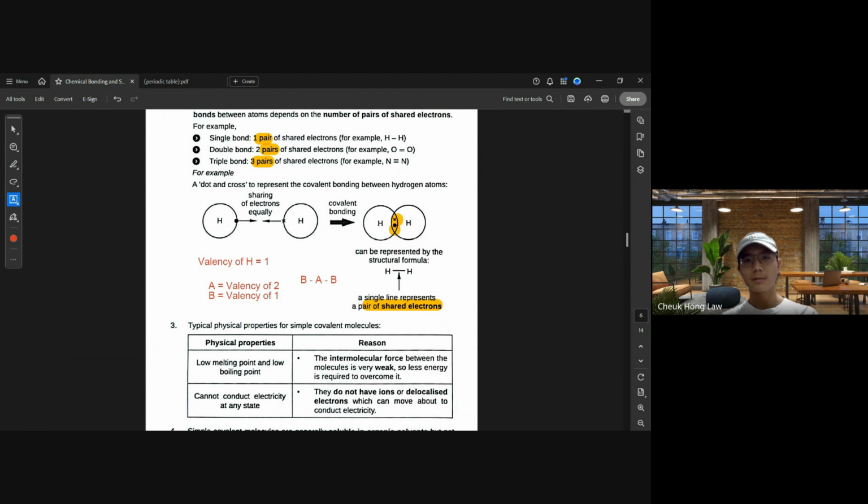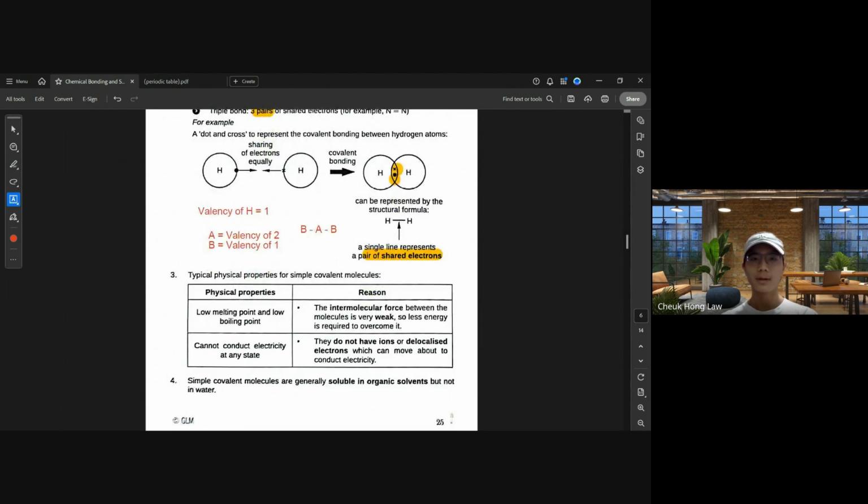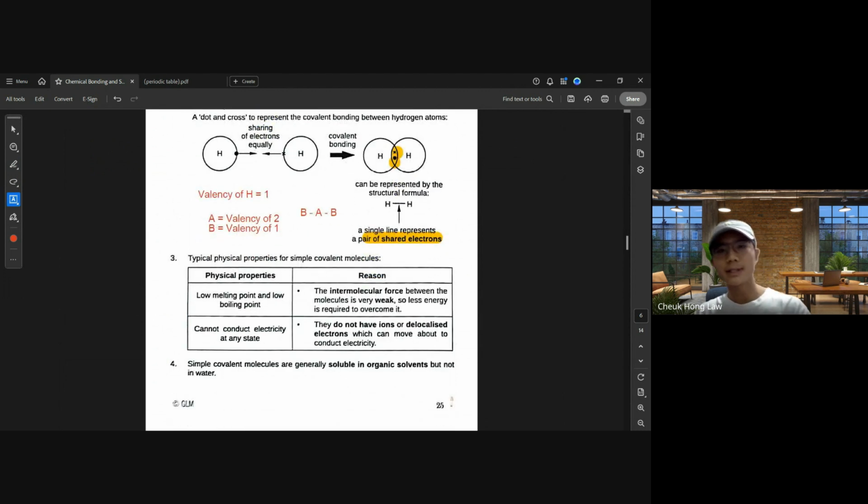Okay, so for a covalent compound, you get the chemical formula by swapping the valency. So if A has a valency of 2 and B has a valency of 1, the chemical formula will be swapped. So instead of A2B, it will be AB2. That will be the chemical formula. Then of course the 2 is slightly below B. And this is the bonding: B single bond A, single bond B. Then we move on to the physical properties.